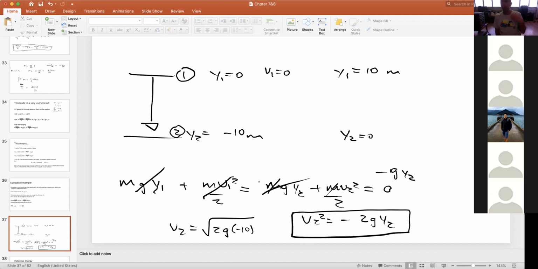I can choose my 0 to be anywhere because honestly what matters is the change in height, the change in potential energy, not the actual height. But y always has to be positive in the opposite direction of the force of gravity. So when I do this, y1 would now be 10, so I'd have mg y1. This would be 0. y2 would now be 0, is equal to mv2 squared over 2. Cancel your m's, and I get that v2 is square root of 2g y1, where y1 is 10.